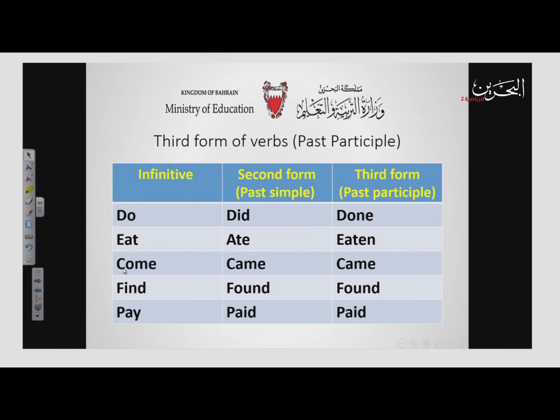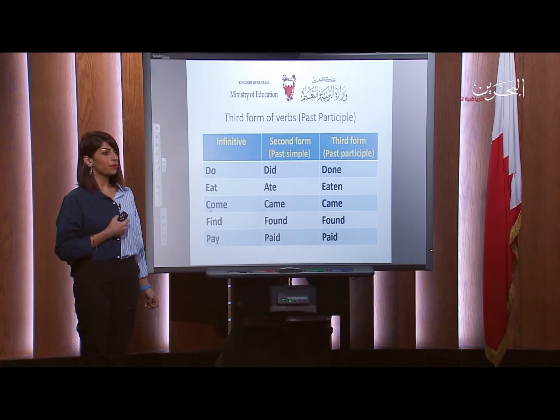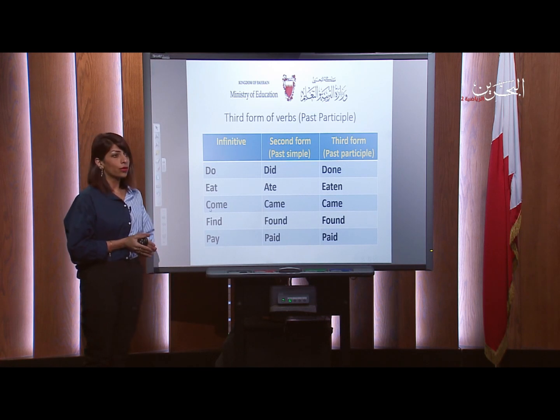Come, came, came. In this case, it doesn't change. Then, find, found, found. It's the same. The last one is pay, paid, paid. You can practice more, and you can use your dictionaries to find infinitives, second forms and third forms. The past participle uses will help you further in writing.